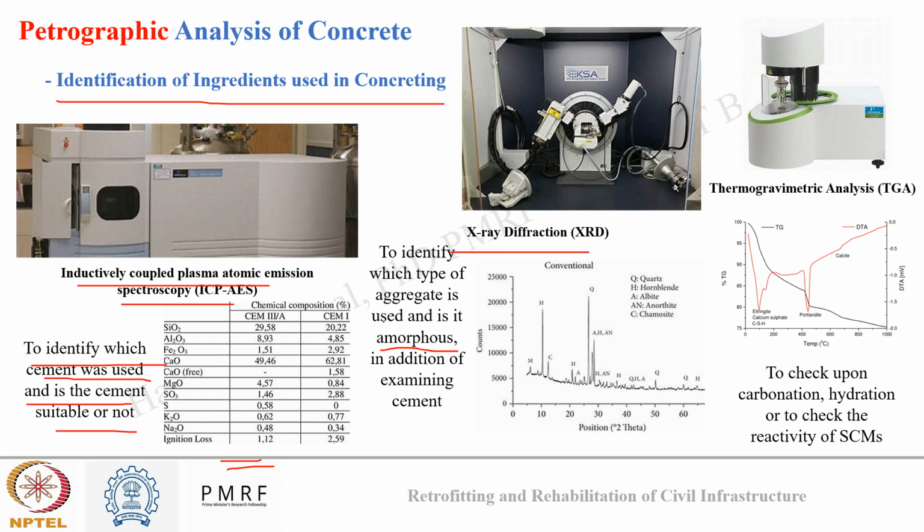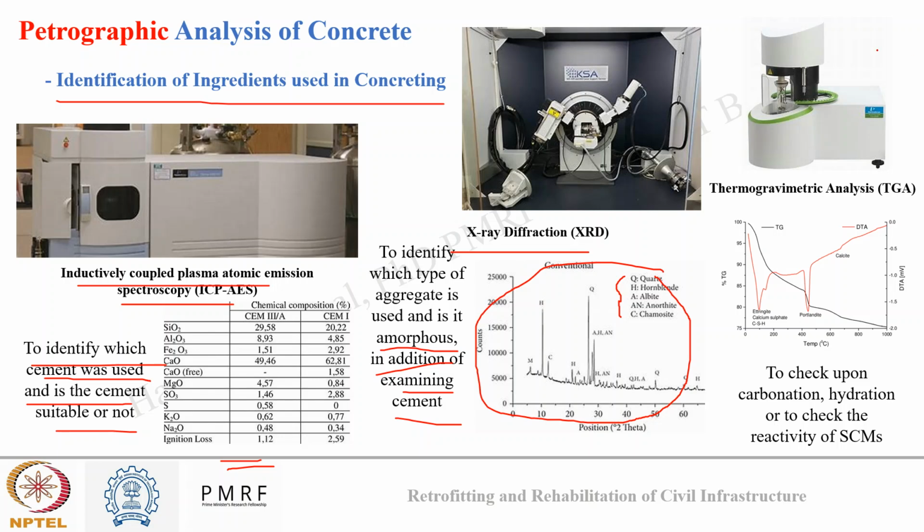So using XRD, we can examine that, and in addition to that, we can examine the cement also, whether it is crystalline or it is amorphous, and how reactive the cement is. So this is a general representation of XRD, how we see. We obtain different peaks at different angles, and then matching those peaks based on the data set, we can identify what phases are present in the sample.